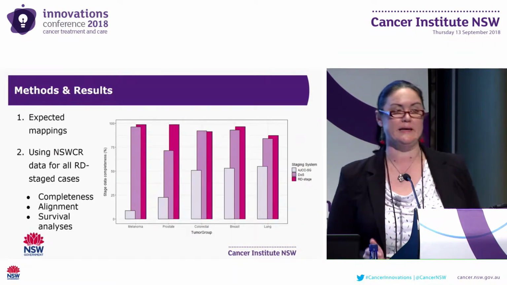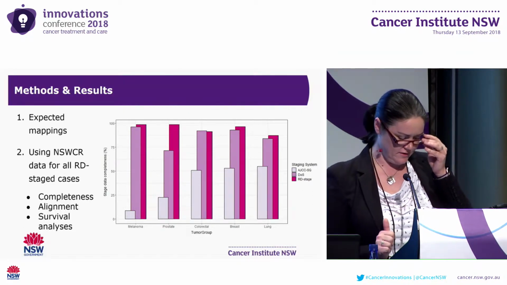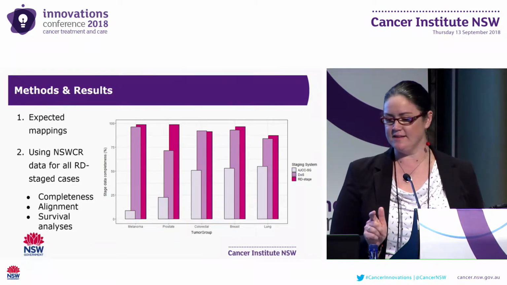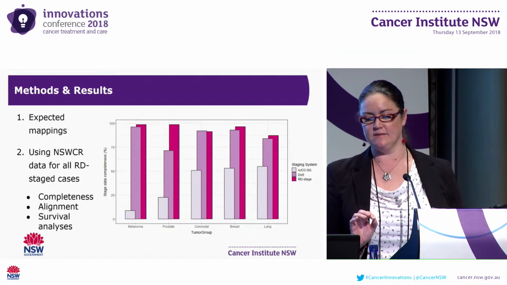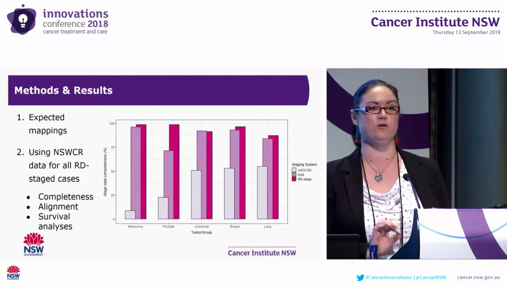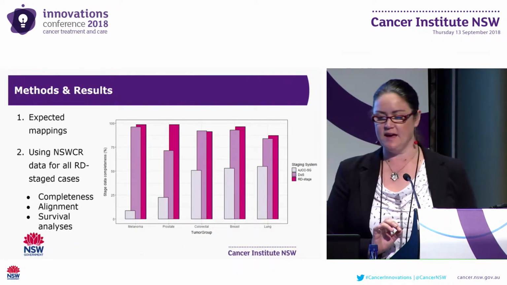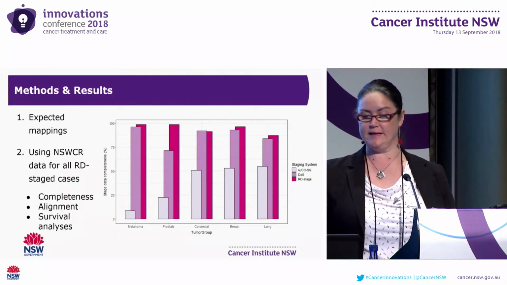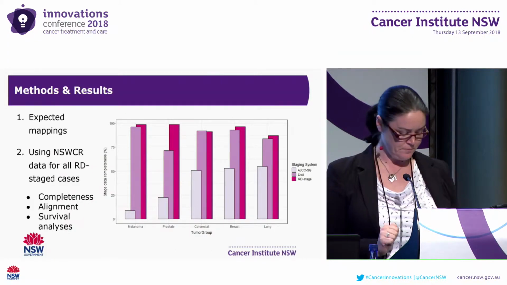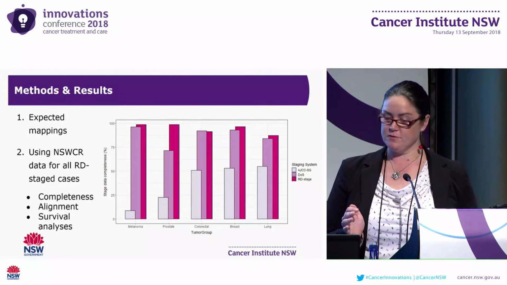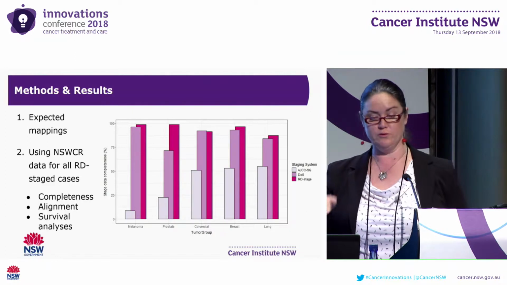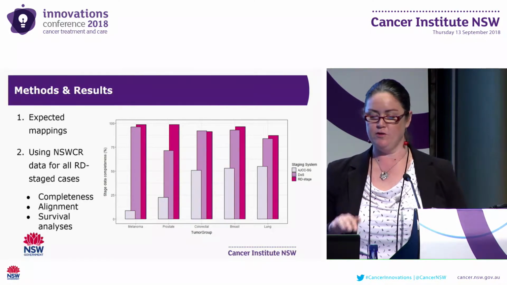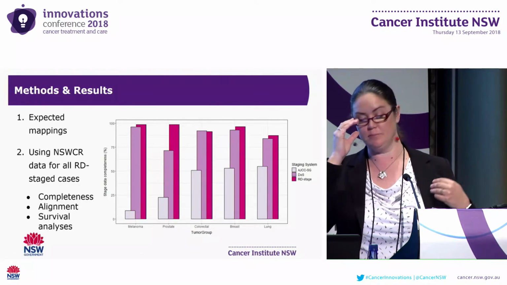We also looked at completeness. So on this chart here, the light colour is where T&M pre-project. So that's the T&M staging that we already had in the registry. And you can see that it's variably collected depending on the tumour group. And then degree of spread is also looked at pre-project. So degree of spread had a much higher completeness.